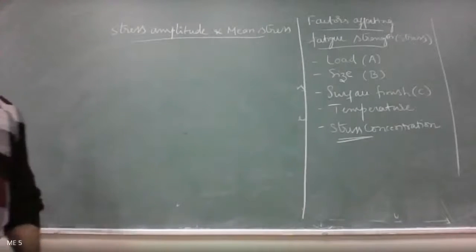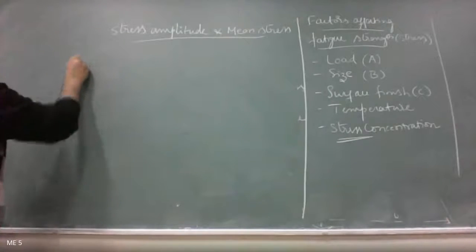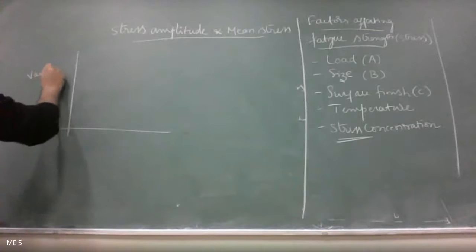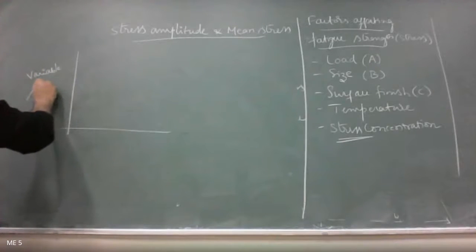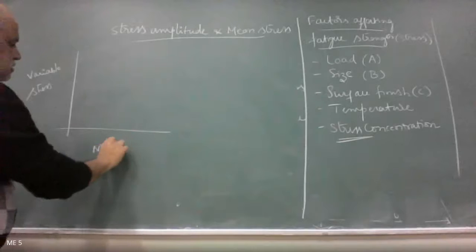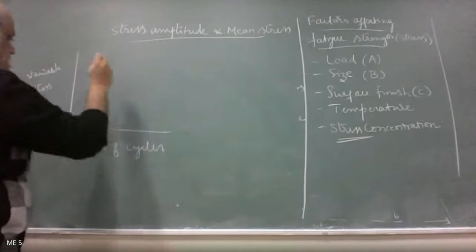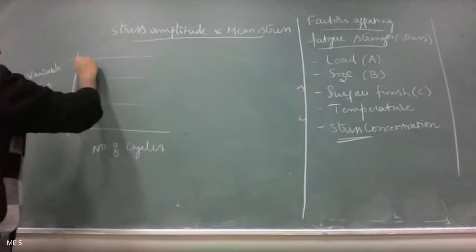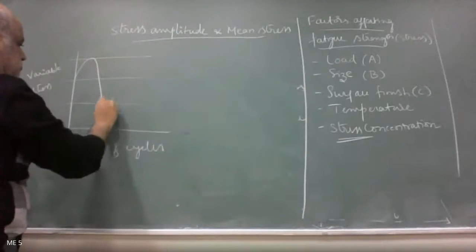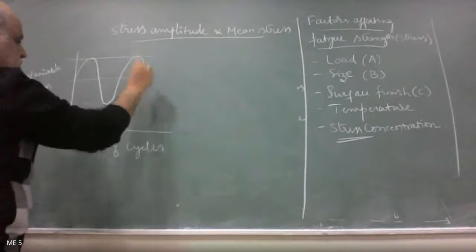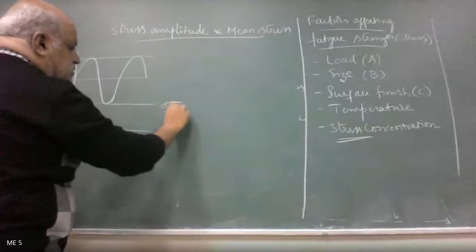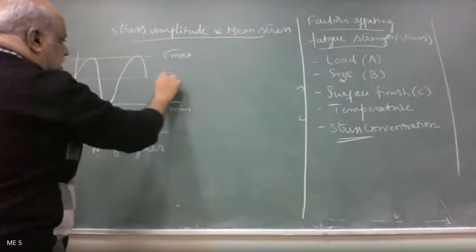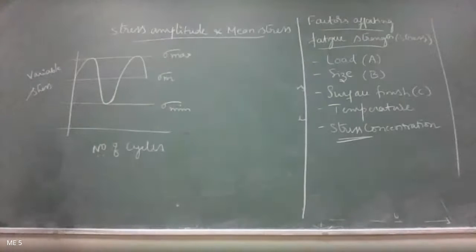Stress amplitude and mean stress, right? So when you plot a graph between variable stresses versus number of cycles, what you are going to get is a curve like this. This represents sigma minimum, this represents sigma maximum, and this is the mean stress.